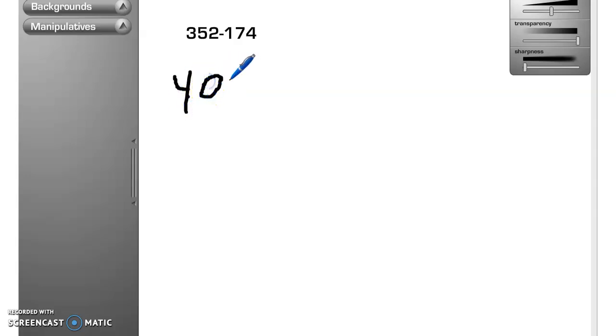Then I look at 174. This can be rounded to either 100 or 200. Well, I know that this 7 is more than 5, so the 1 is going to turn into a 2.